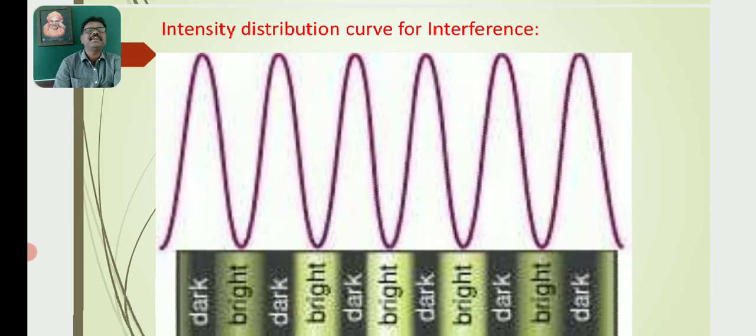Now the distribution of intensity of light in the interference pattern. The graph indicates the intensity distribution curve for interference. All the bright bands have the same intensity, all the dark bands have zero intensity, and all are of equal widths. So the interference pattern consists of alternating bright and dark fringes as shown in the diagram.